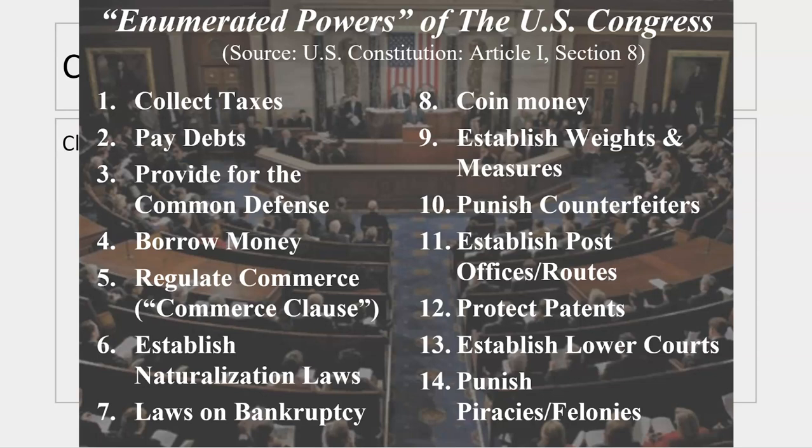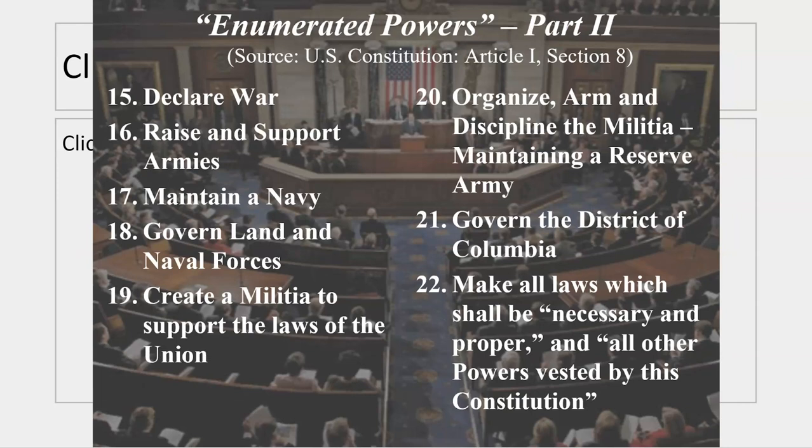The Judiciary Act of 1789 would establish that. In addition, we also have the Declaration of War, raising and maintaining armies and navies, naval and land forces, creating a militia, and arming, organizing, and disciplining that militia, including a reserve in order to address this, as well as governing the District of Columbia. And are you ready for it?